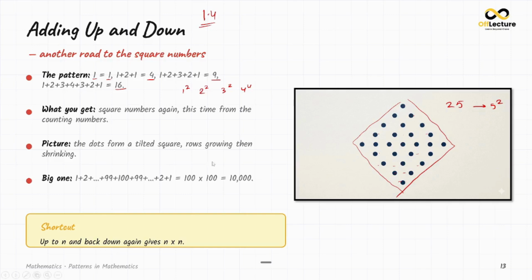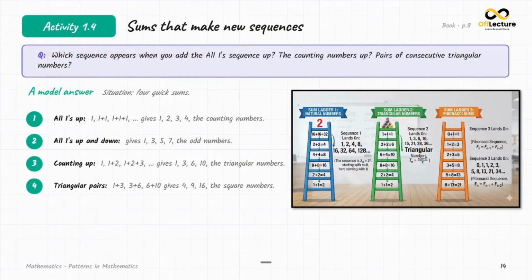Now let's move to activity 1.4, that is sums that make a new sequence. Which sequence appears when you add the all-ones sequence up? The counting numbers up, pairs of consecutive numbers. So this is activity 1.4.